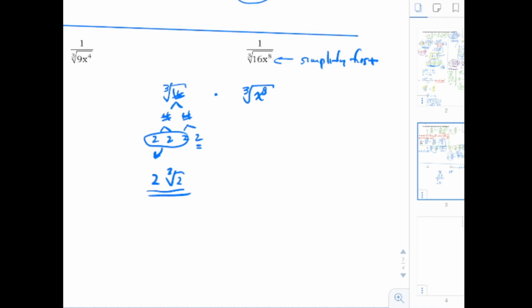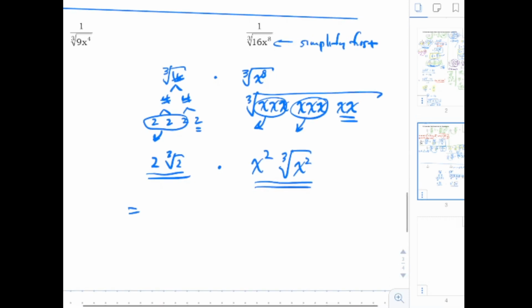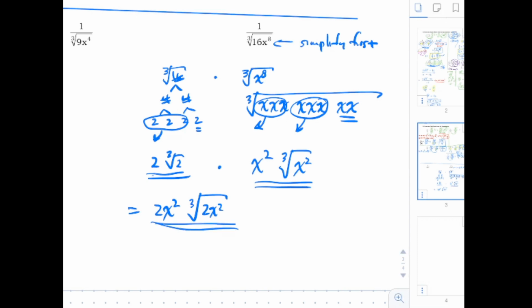Now over here, what you might want to do is hedgerow. Remember, 3 at a time. You can take 3 x's and release 1 to the front. You can take 3 x's and release 1 to the front. I got 2 of them released to the front, leaving these 2 inside. So that's how that one simplifies. Okay, now put them back together. Multiplying outside, 2 times this is 2x squared. Multiplying the insides, 2 times x squared again on the inside. And so that's simplifying that radical.